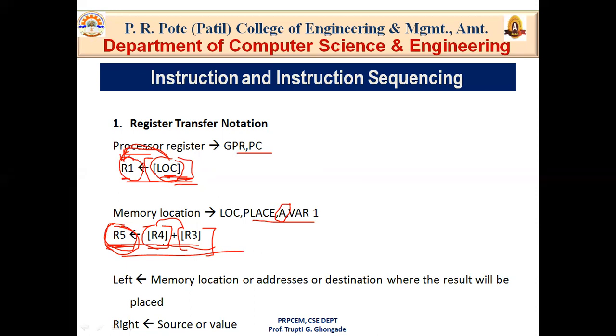In register transfer notation, the most important thing to remember is that the leftmost, which can be a memory location, address or destination, is where the result will be placed, and the rightmost is your source. So leftmost is the destination and rightmost is the source. But it is reversed in assembly language notation. In assembly language notation, the rightmost is your destination and the leftmost is your source. But you can follow either syntax.